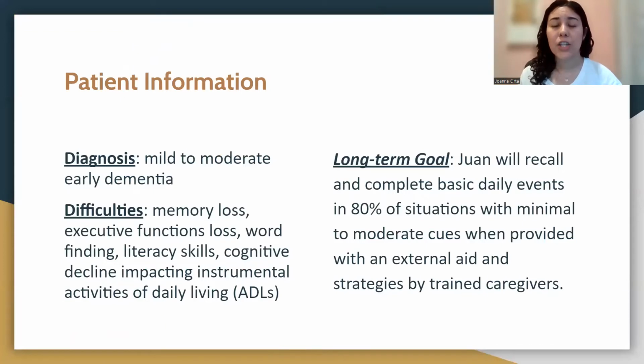First, some patient information. This particular patient was diagnosed with mild to moderate early dementia, and the difficulties that they presented with were memory loss, executive functions loss, word finding difficulties, literacy skill difficulties, and specifically cognitive decline impacting instrumental activities of daily living.